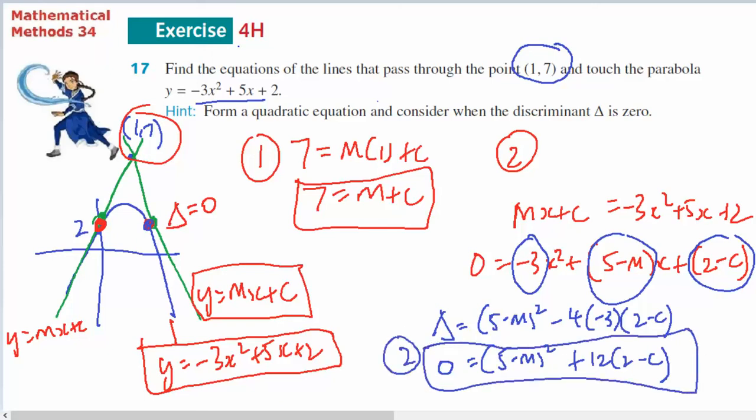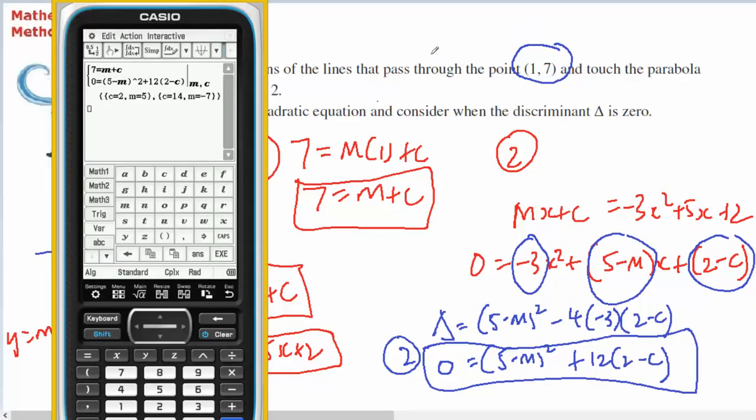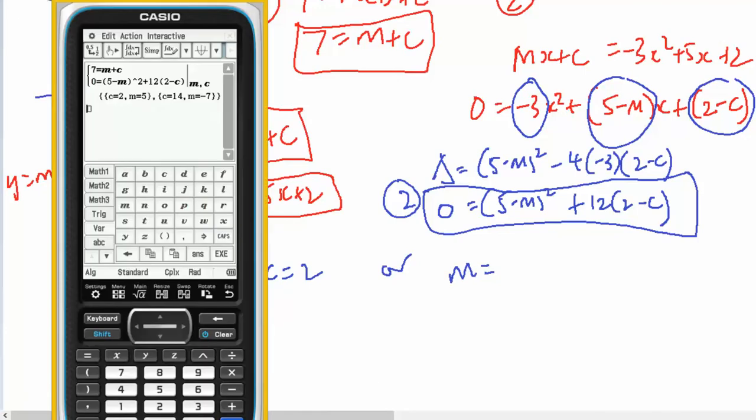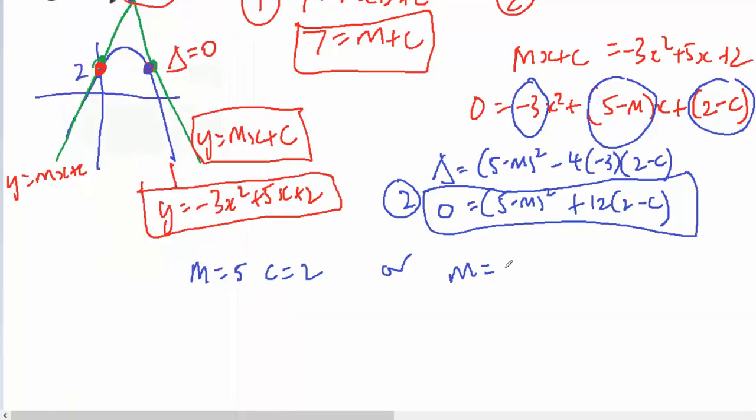Now I'm going to use a calculator to do that simultaneous equation for me. So I've entered 7 equals m plus c, which is this one. And I've entered 0 equals (5 minus m) squared plus 12(2 minus c), solving for m and c, and I get these two answers. m equals 5 when c equals 2. Or m equals negative 7 and c equals 14.